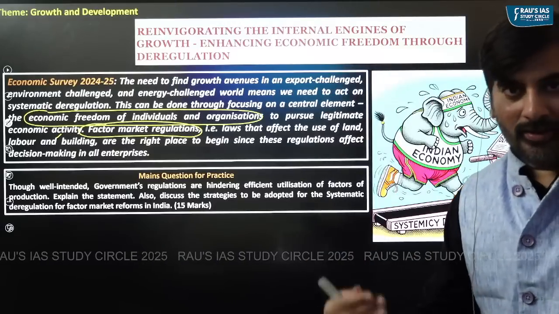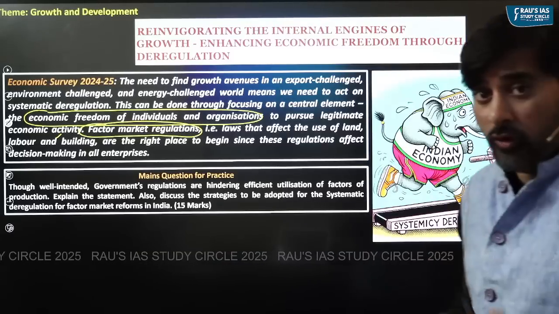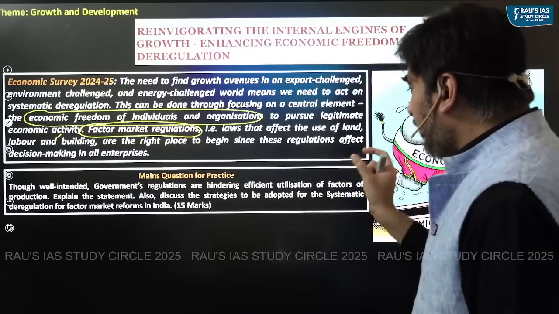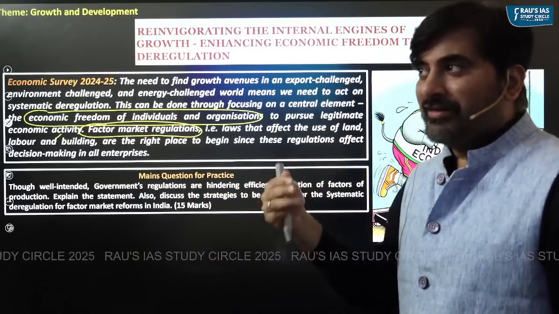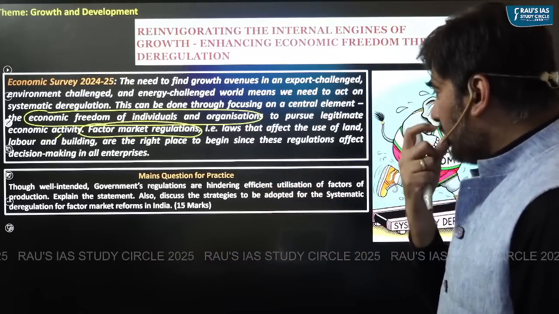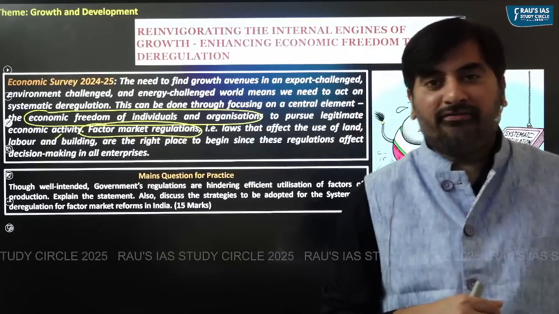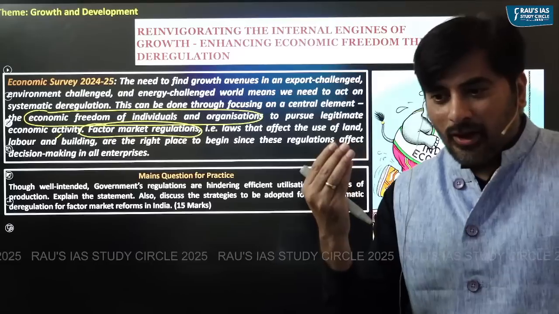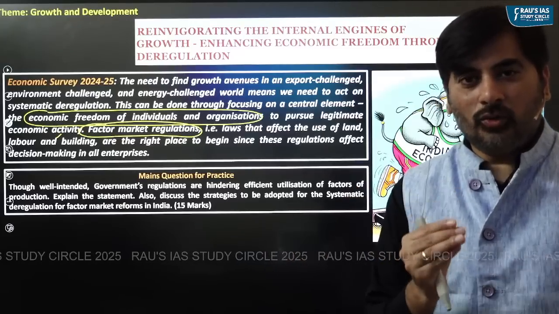So based upon the topic that we are going to cover, the main question for practice here is: though well intended, government regulations are hindering efficient utilization of factors of production. Explain the statement. That is, how government regulations are hindering the efficient utilization of factors of production. Also discuss the strategies to be adopted for systematic deregulation for the factor market reforms in India. So let's get into what are these rules and regulations, how they are affecting our growth, and what we must do going forward.